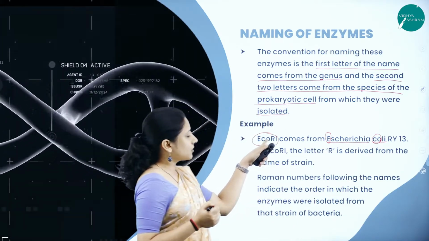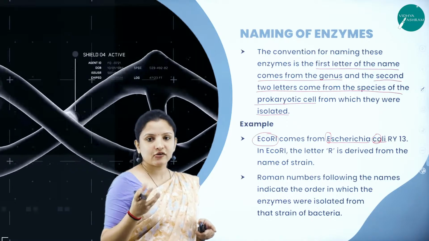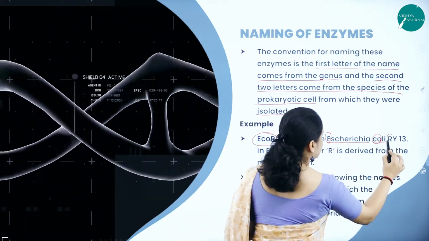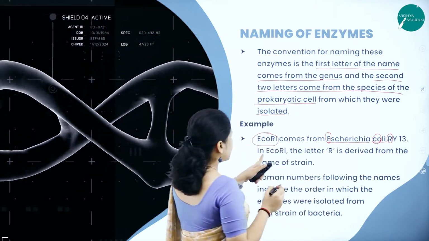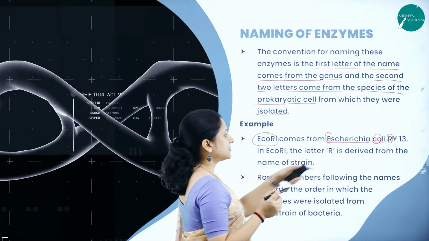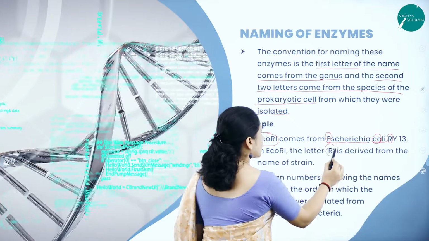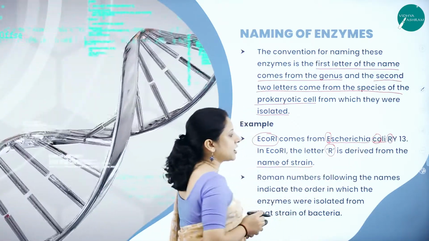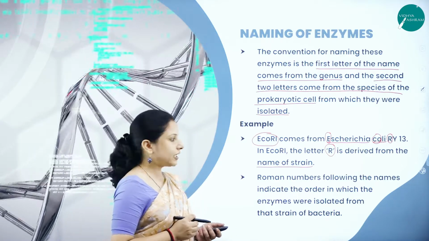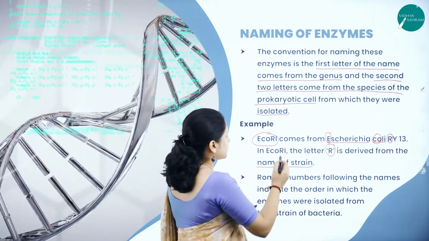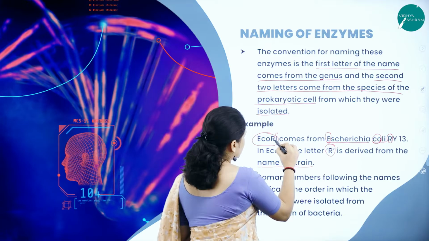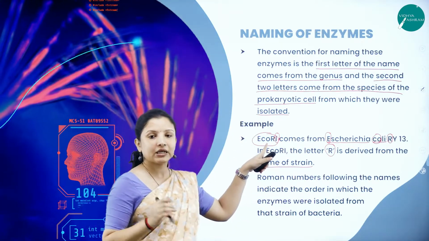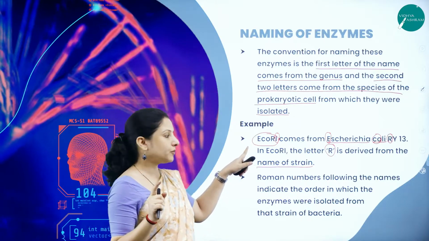Then they went for the strain. Which strain of bacteria is it? R, from RY13. So in EcoRI, the letter R is derived from the name of the strain. What was the name of the strain? RY13, right? Next come Roman numerals. Can you see here the Roman numeral 1? It is EcoRI, right? Don't think it is the letter I. It is Roman numeral 1.